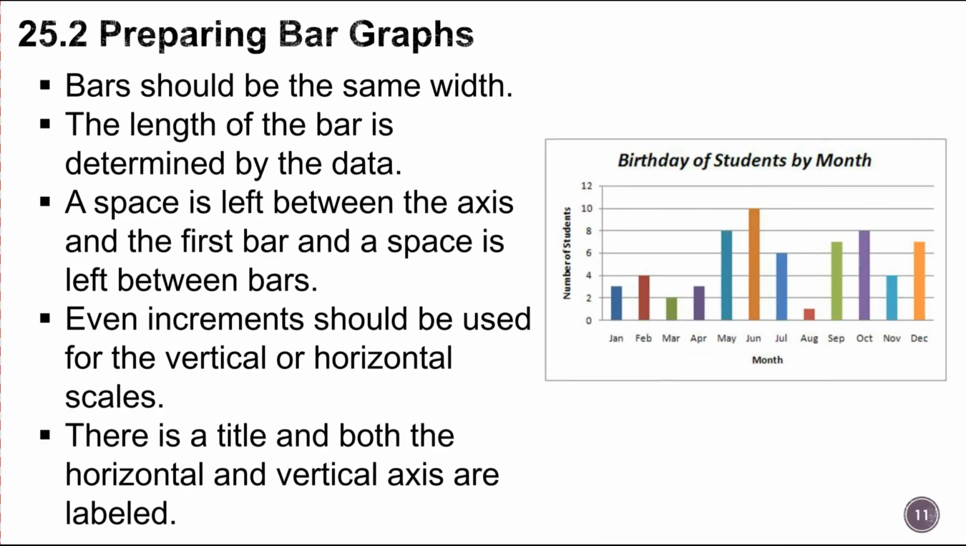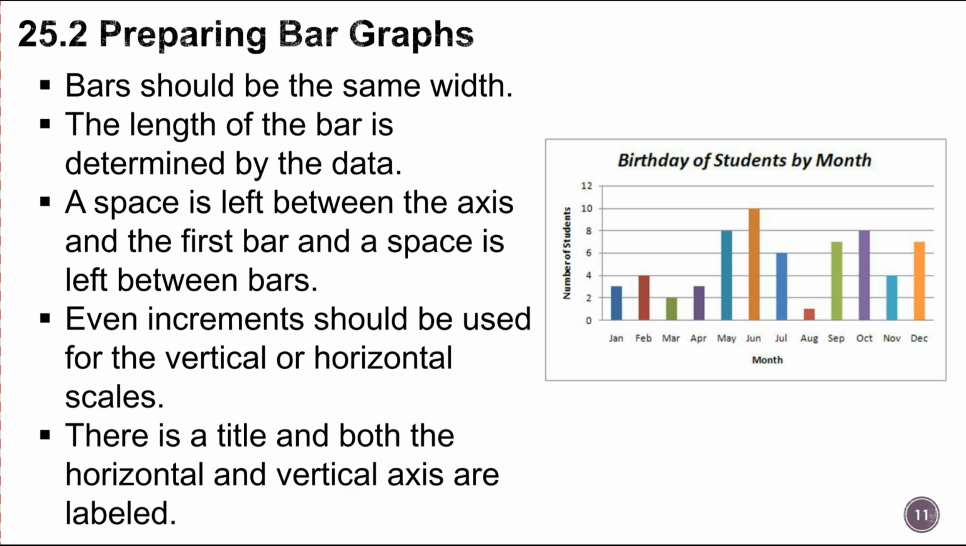And then when we look at this next one, this is just explaining how to make the graph. The bars should be the same width. The length of the bars is determined by the data. There's a space between each bar. We are using even increments on the vertical or horizontal scale. Usually the horizontal scale is time, so that's easy to use the right increments, like in this case, we're using months. There is a title, and both the horizontal and vertical axis are labeled. All of those are important whenever we're going to prepare a bar graph.